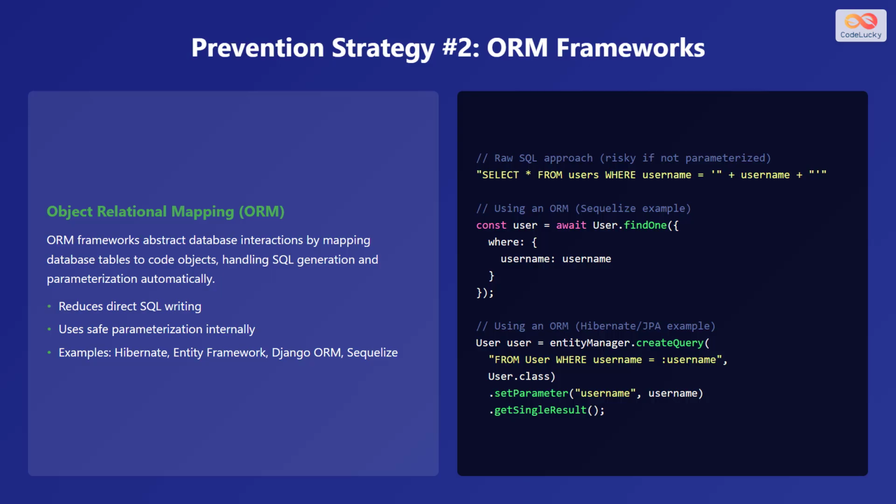Here is an example. The top code block shows raw SQL, which is risky if not parameterized correctly. The bottom code block shows how to use the Sequelize ORM to find a user by username, which handles parameterization safely.